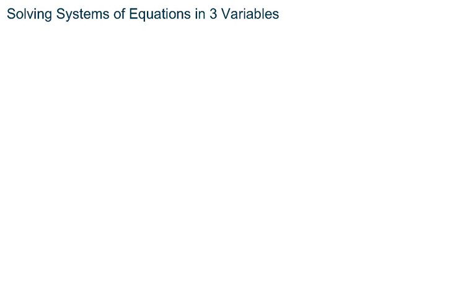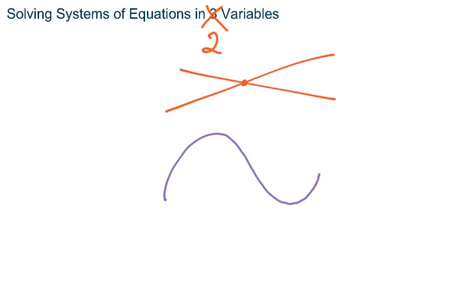Welcome. Prior to this video, we talked about solving a system of equations in two variables. Now, an equation in two variables generally represents a line, and finding that solution would be the point where those two lines intersect. An equation in two variables could also represent a curve, and you could be looking to solve where two curves intersect at multiple points.